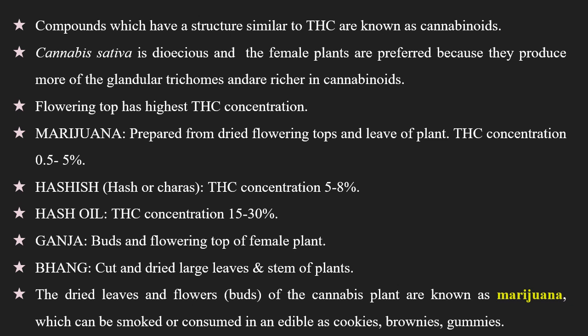The hash oil contains about 15 to 30% of THC concentration. Ganja are the buds and the flowering tops of the female plants, and bhang is cut and dried large leaves and the stems of the plants. The dried leaves and the flowers of the cannabis plants are known as marijuana, which can be smoked or consumed in an edible form as cookies, brownies, gummies, etc.